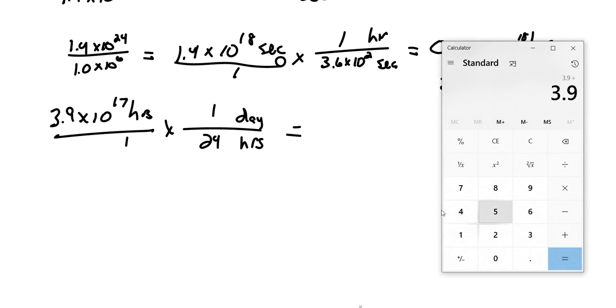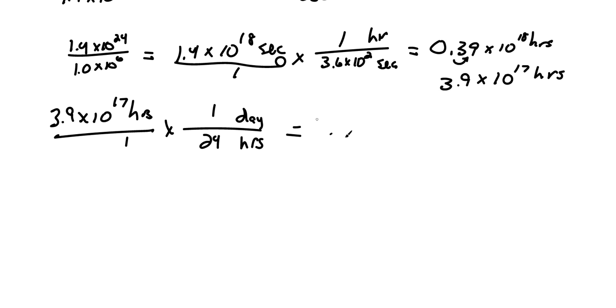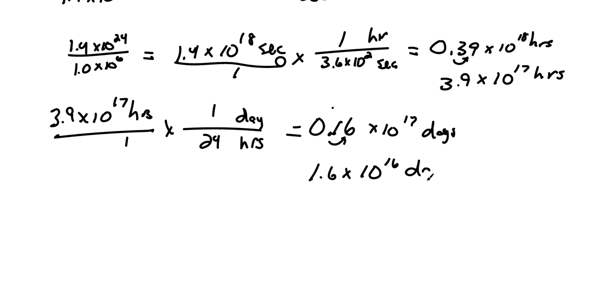3.9 divided by 24 equals 0.16. Oops, there's a decimal place there. Times 10 to the 17th days. Again, let's move that decimal place. We have to pull a 10 out of there, so we got 1.6 times 10 to the 16th days.